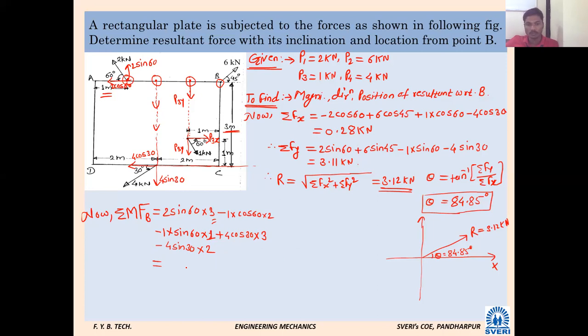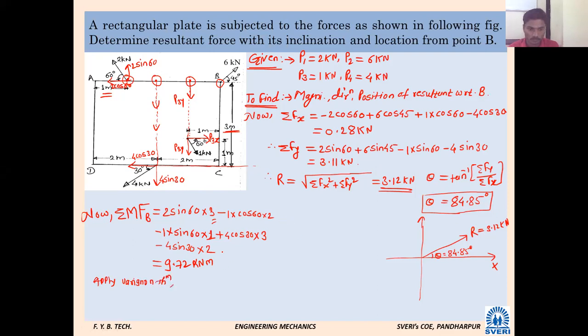So tell me this. Calculate 2 sin 60 into 3 minus 1 into cos 60 into 2 minus 1. 9.72. Very good. Newton meter, sorry. Newton or kilonewton? Kilonewton meter. Apply which principle? Apply Varignon theorem.